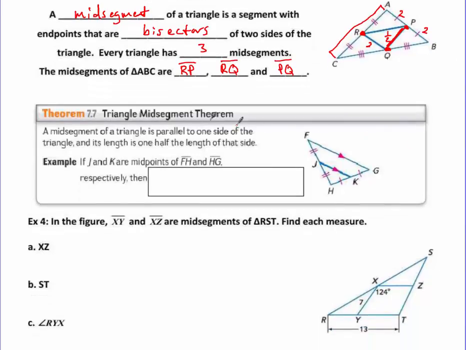All right, our midsegment theorem says that if J and K are midpoints, so J and K are midpoints of FH and HG, then JK equals 1/2 FG.